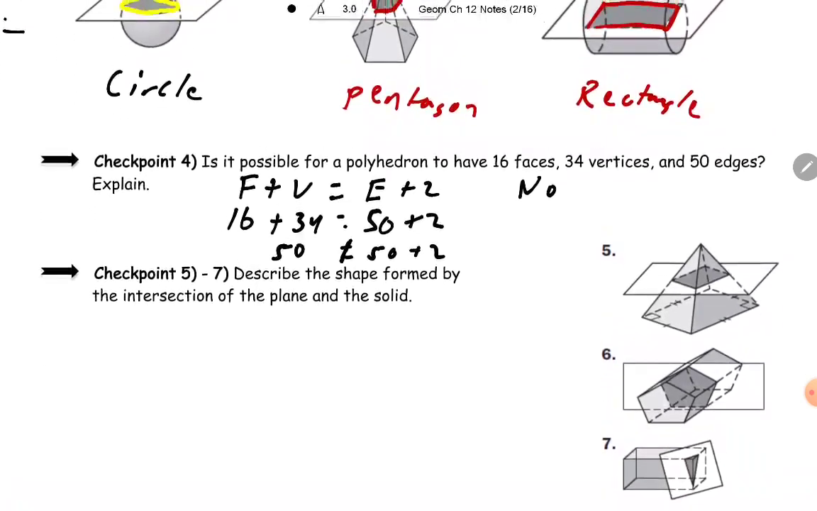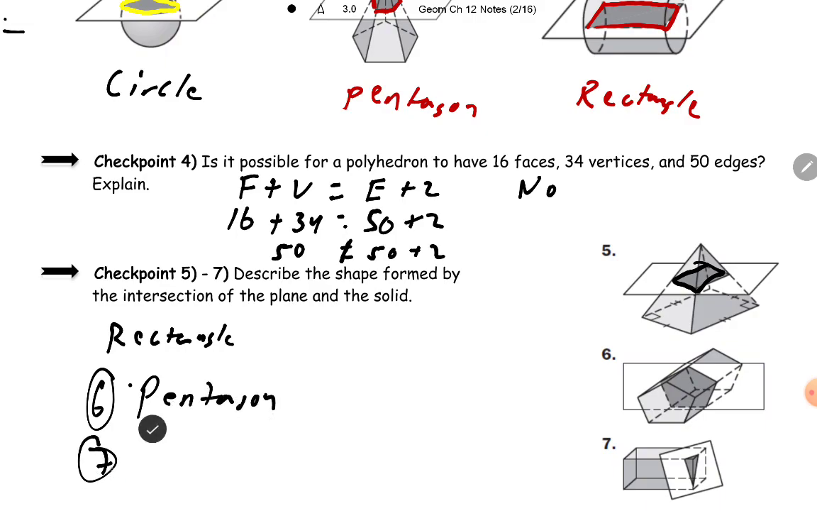All right, number 5, that's a rectangle there, in that dark shaded region, that intersection. And then we got another pentagon for number 6. And, oh, that's different. We got a triangle. Bam, bam, bam.